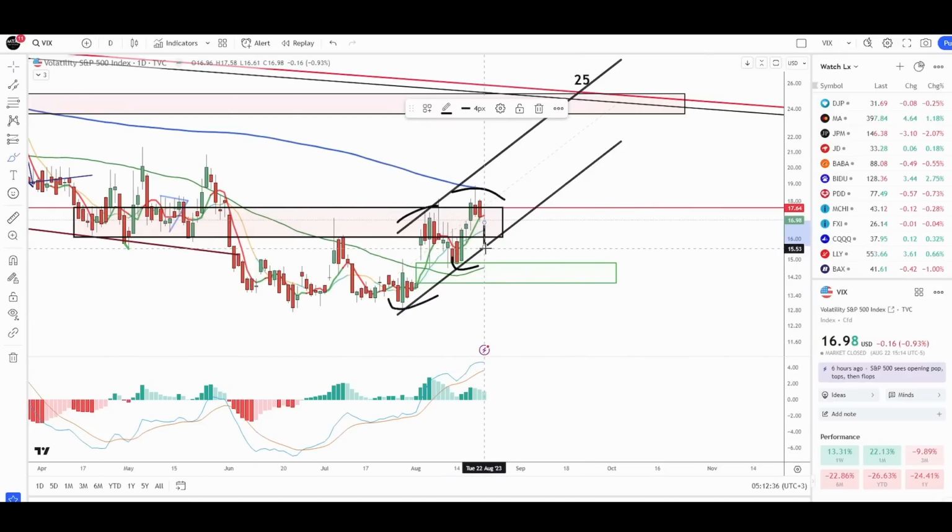Tag this support line, fill the gap at 444 on the S&P, then shoot back up all the way to 20. Here it is, this prior level of resistance at 20. I expect the market to have formed that double bottom.